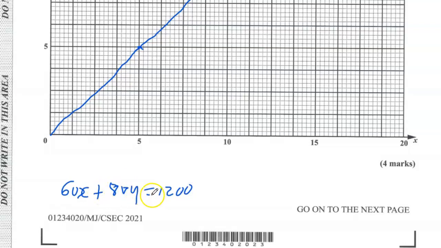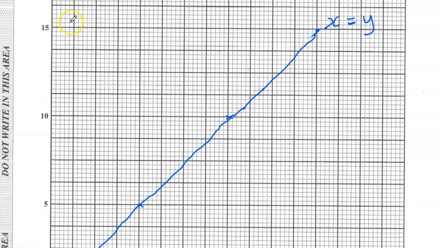We want to know where the line cuts the y-axis. You can let the 60x be 0. Let x be 0. So if x is 0, you'll end up with 80y equal to 1200. And if 80y is equal to 1200, you'll divide both sides by 80 to get y. So you'll have 1200 divided by 80, which is 15. So this line cuts the y-axis at 15.